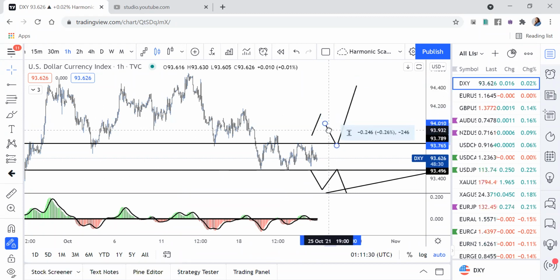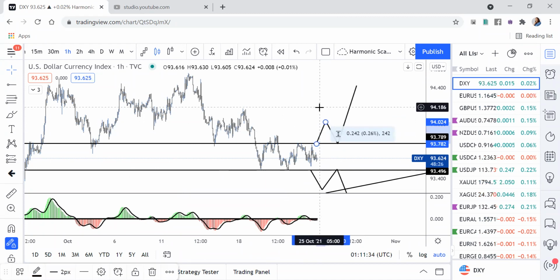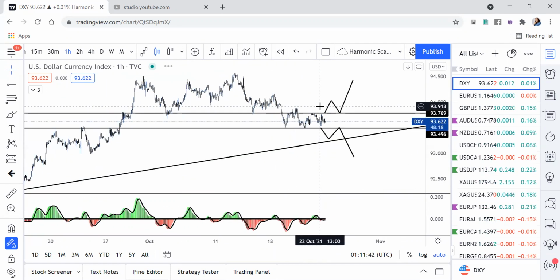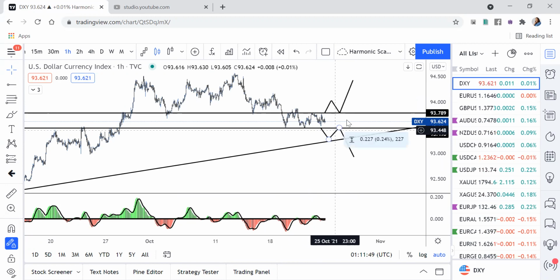So we're going to wait for that break. Once we get the break, we identify our imbalance candle, and then we look for entry. So let's wait and see what happens with the DXY. Okay. So we're going to watch that for this week to see what happens.